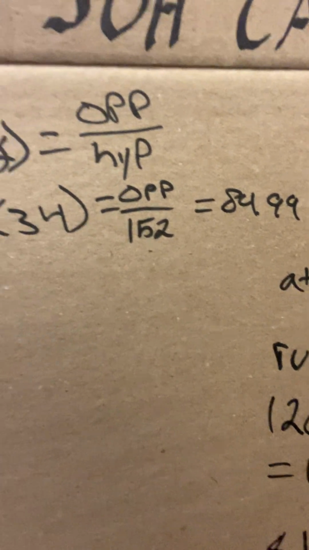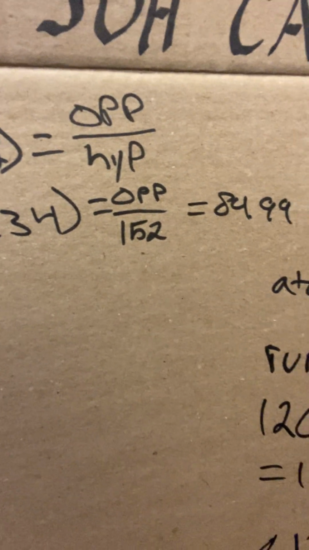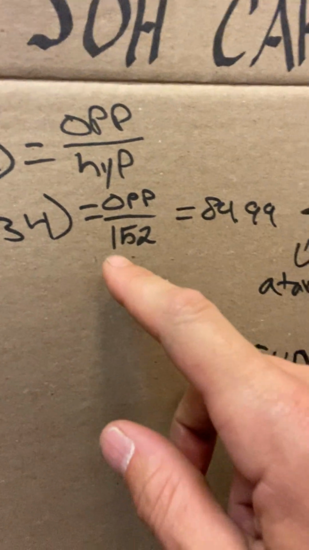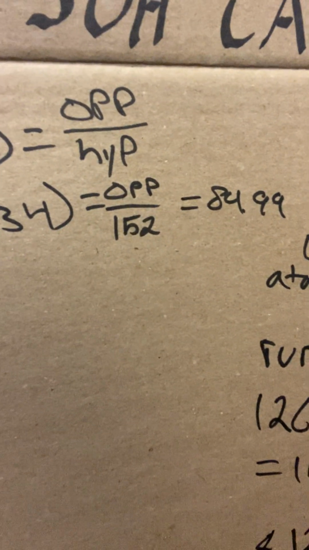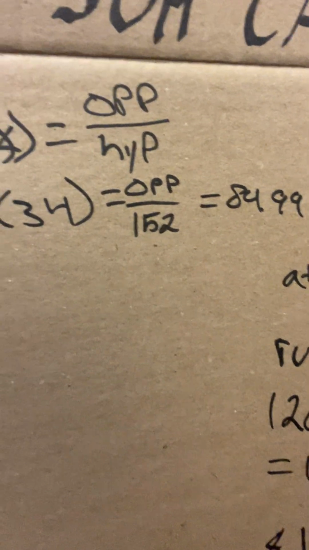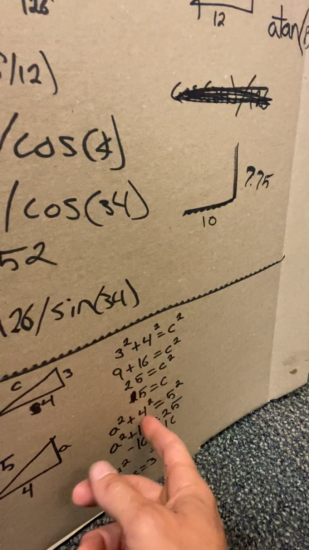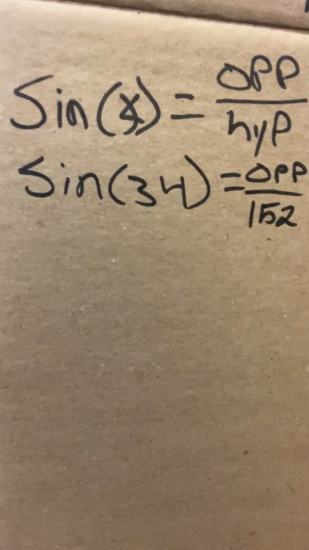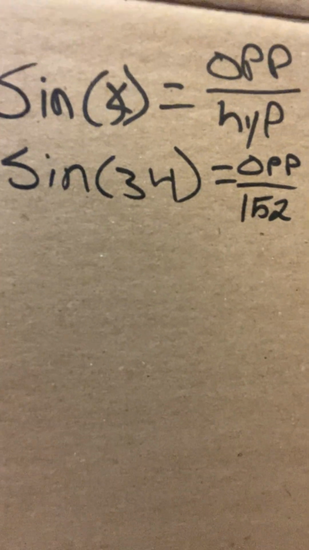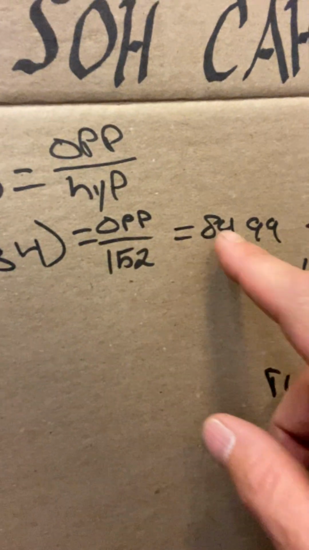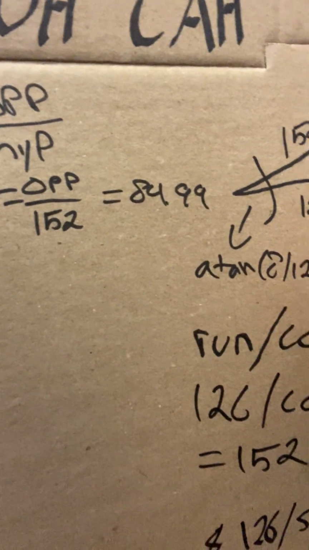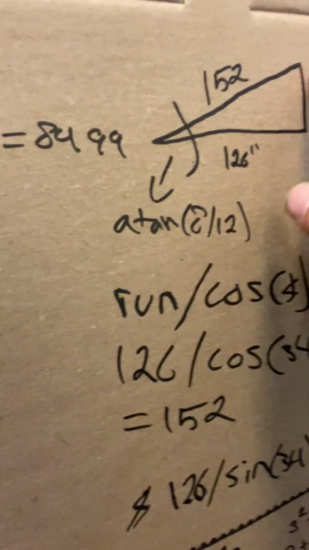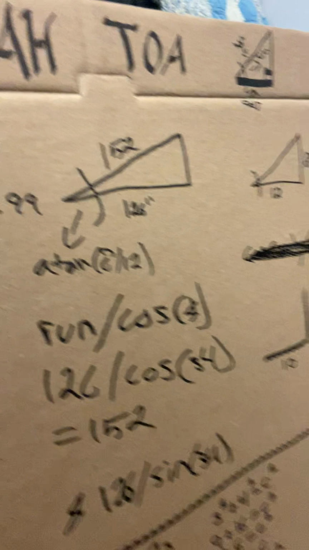So what do we do? Sine 34, we're gonna multiply by 152. We're doing the opposite, like we were doing down here, right? So opposite, sine 34 times 152 gives you 84.99. That's your this side. That's your height.